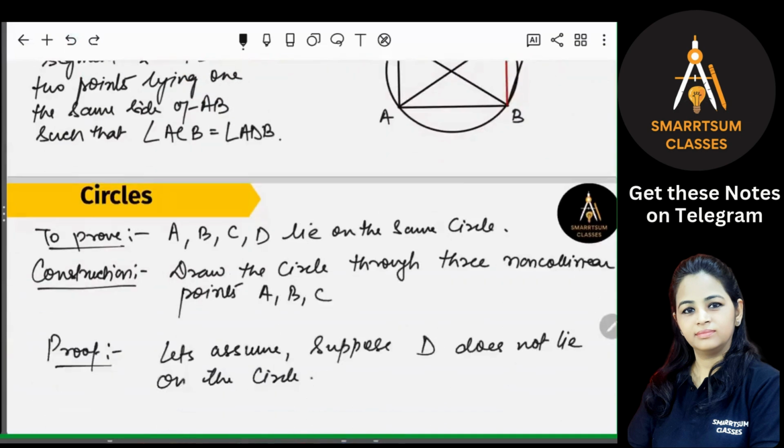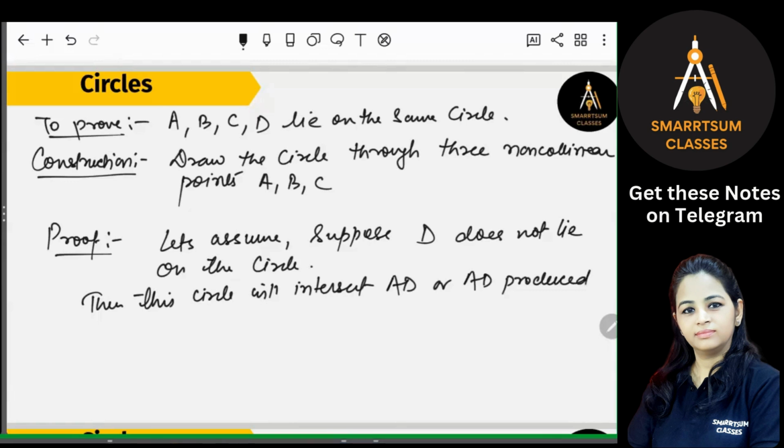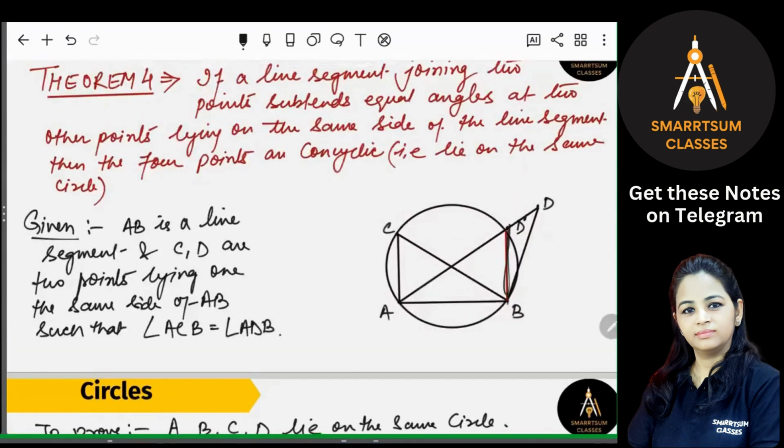So right now, we have assumed that D does not lie on the circle, then this circle will intersect AD, or AD produced, in D dash, right? Is that clear? Now we have joined D dash and B. As we have already done here, we have joined D dash and B here, right?